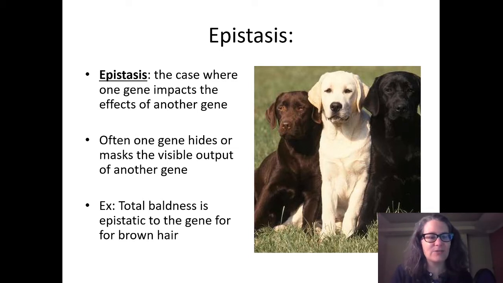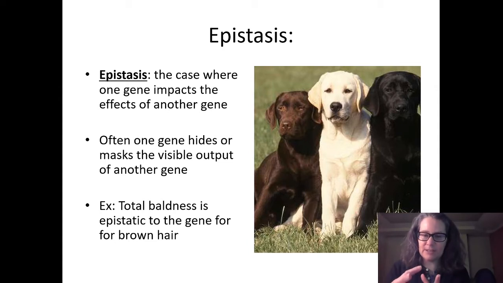My simple case over here on my slides is that if you have a total baldness gene, so like an inability to form hair, then that would be epistatic to the gene for brown hair. You wouldn't actually see brown hair because hair can't be made. And so epistasis is a way that we often will see a gene influence or mask or hide another gene and its output.